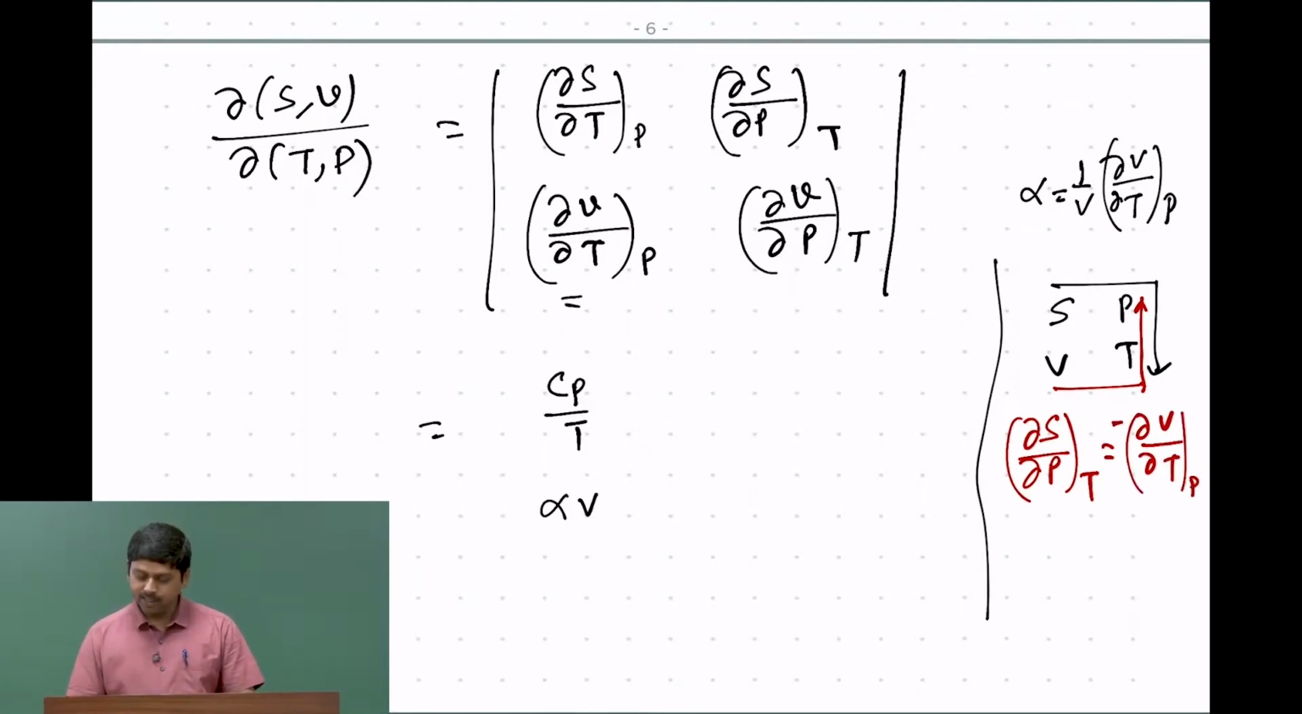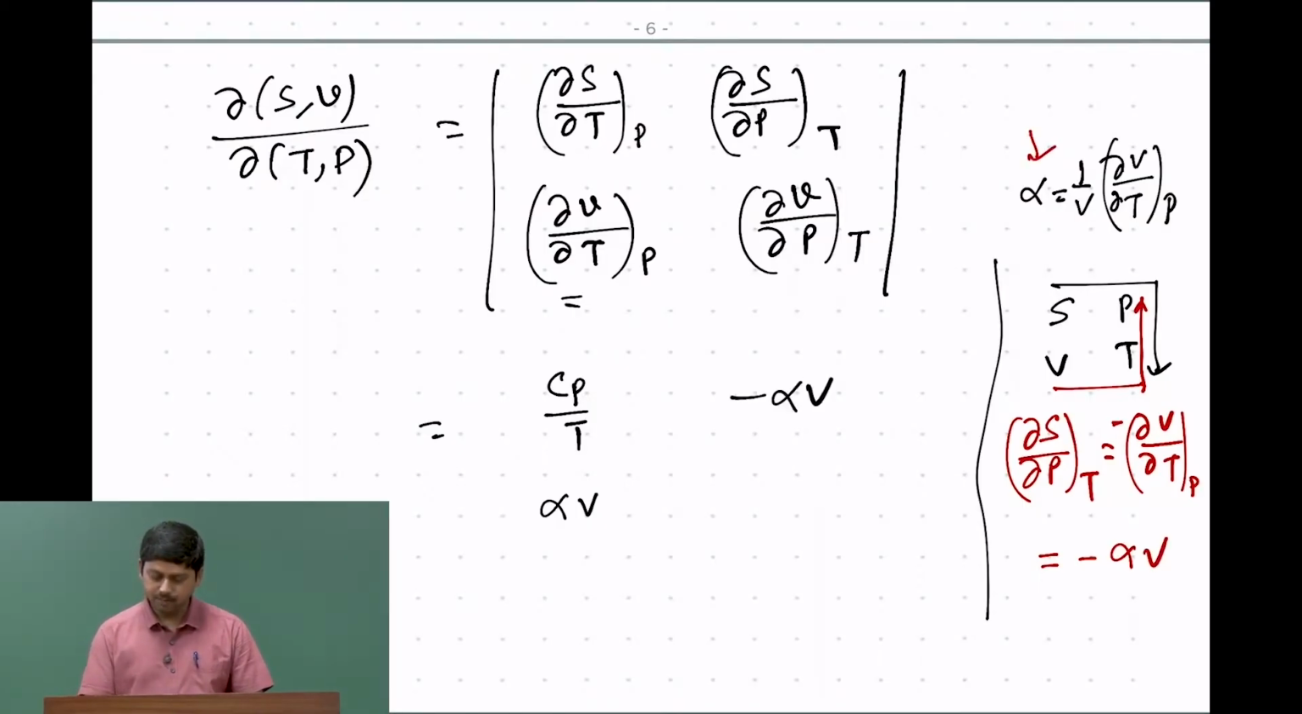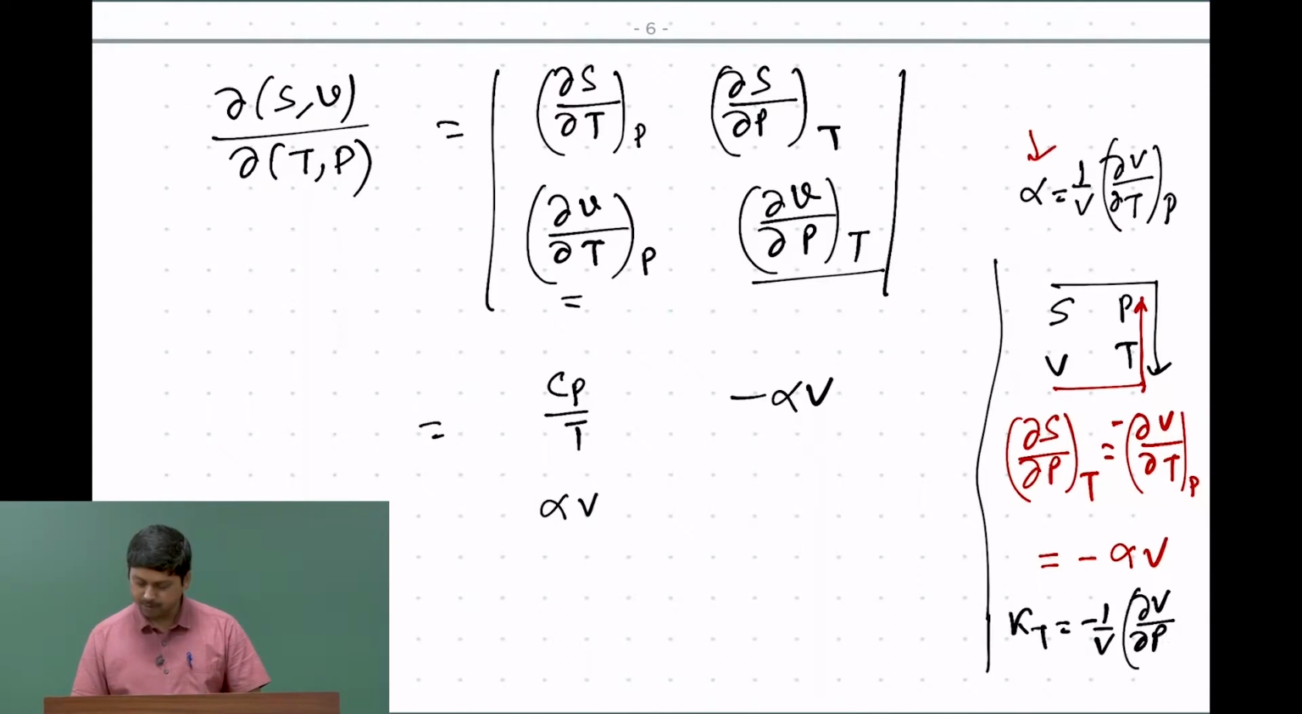Now, what is del V by del T at a constant P? Again we are talking about isobaric expansion, which is 1 by V del V by del T. You look at here, minus of this quantity is minus alpha V. So, you can write minus alpha V here, and del V by del P, which is again isothermal compressibility. As you know, isothermal compressibility is kappa T, which is minus 1 by V del V by del P at a constant T. So, this quantity is minus kappa T into V.